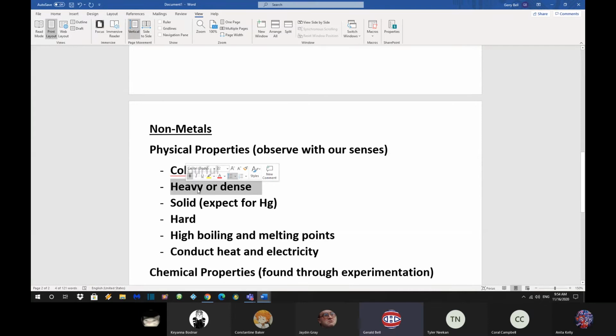So we had heavy or dense. Well, they're actually light and brittle. Well, and they could be solid at room temperature, but they could also be a gas or a liquid. So let's put all three states at room temperature. Metals were hard, and these tend to be soft. And that's where brittle and light, I guess, could also come in.